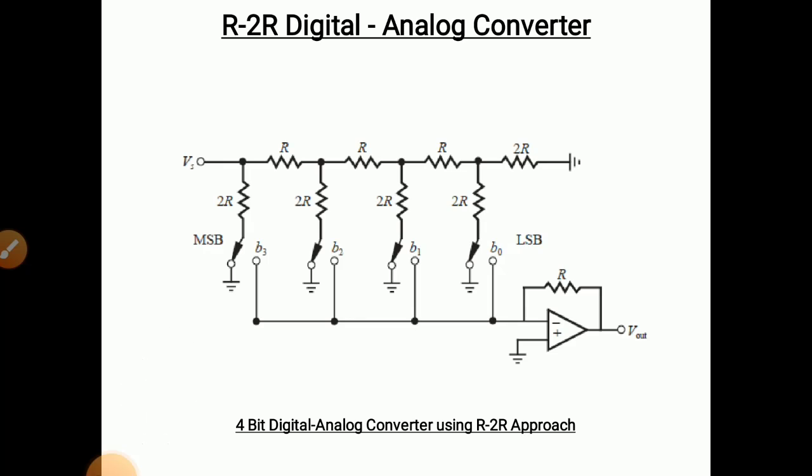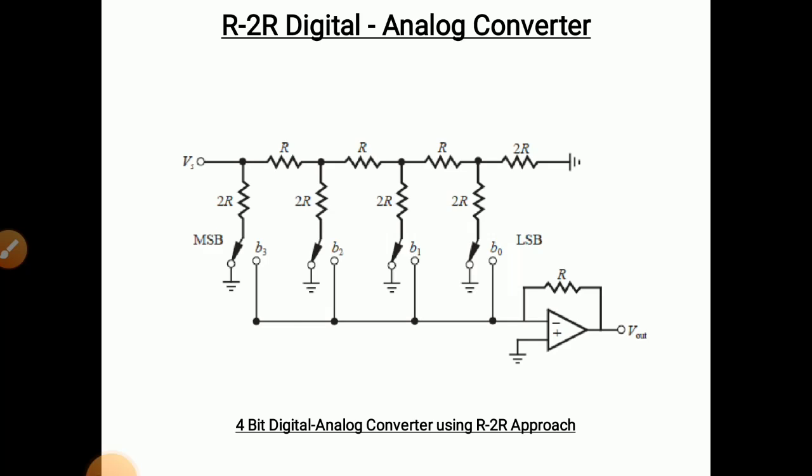Now this is one type of digital to analog converter, which is called the R to R type digital to analog converter. This is called a ladder type of converter because it looks like a ladder. 2 horizontal lines are there and in between them vertical lines. That's why it is called R to R ladder type. There are many resistors provided. Some of them have value R and some have value twice R.